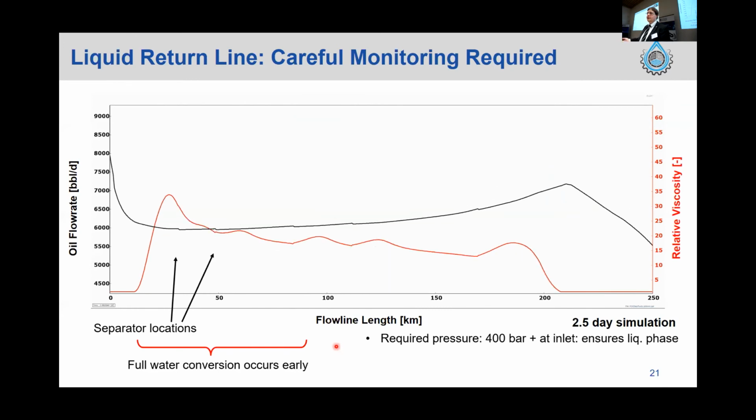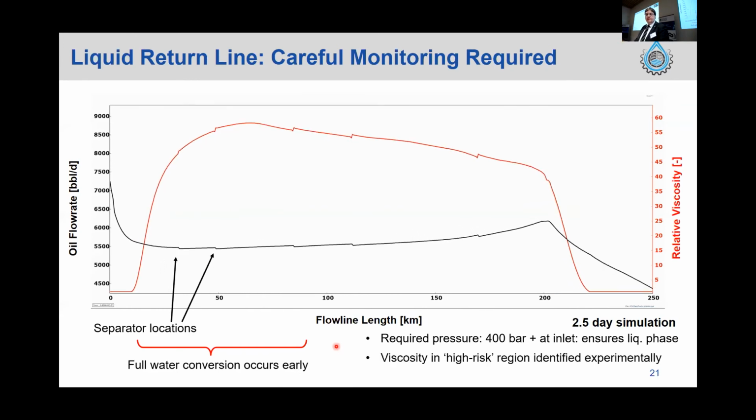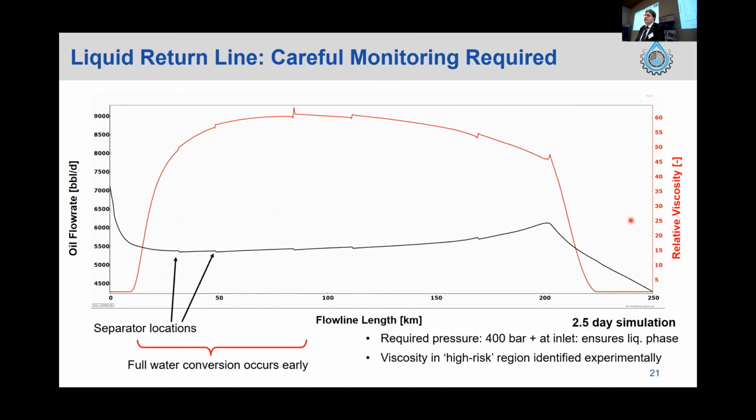So it keeps the whole thing in a single phase, but it requires pumping to do so. Now, we should note that the viscosity that we wind up with, a value of 60 or so, experimentally, we'd identify this as being quite a high-risk region. So you can see it's not affecting the flow rate too much in the simulation, but experimentally, we've seen that this sort of thing can be a problem.